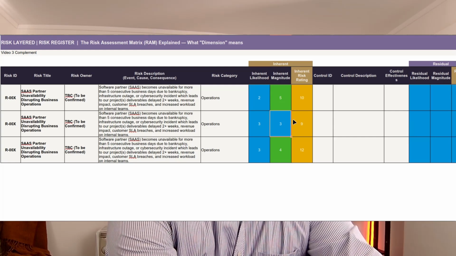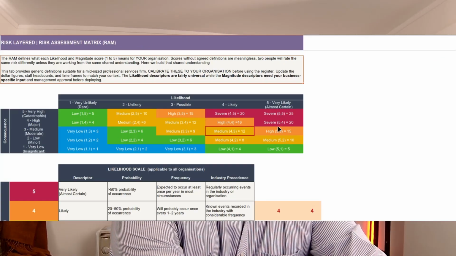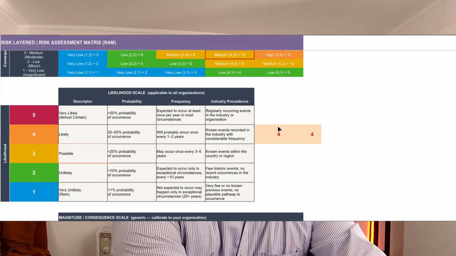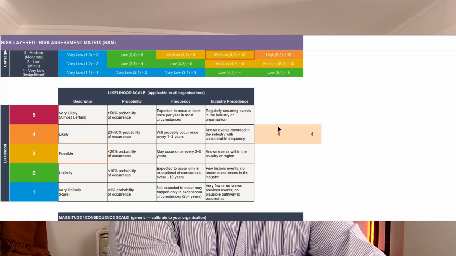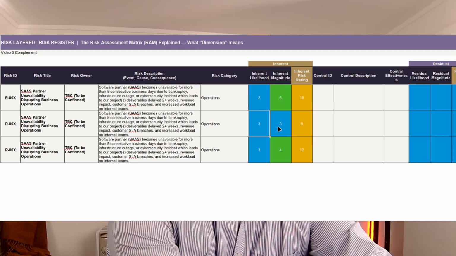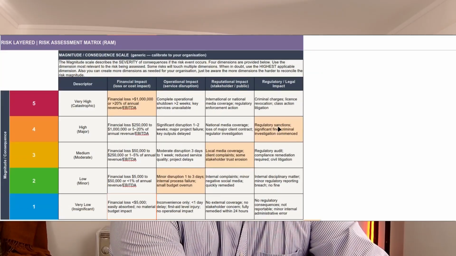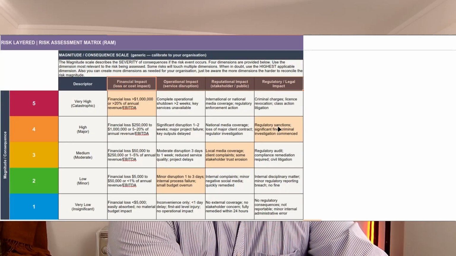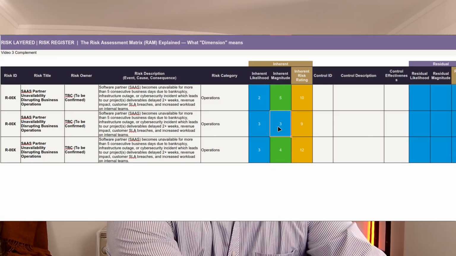When we talk about likelihood, first we were saying it's unlikely, which is this here, and now we are saying, okay, it is actually possible. And regarding the magnitude, here we got 4 dimensions: financial, operational, reputational, and regulatory. And depending on where we go with it, we get our inherent magnitude. In this case, if we just got 1 dimension, that's all there is to it.